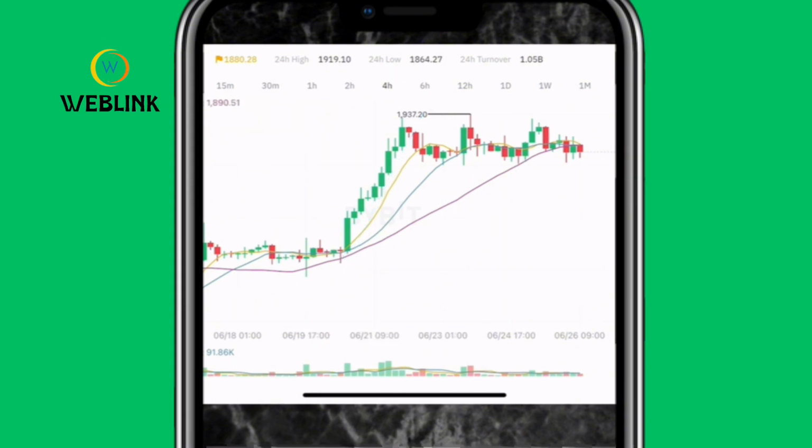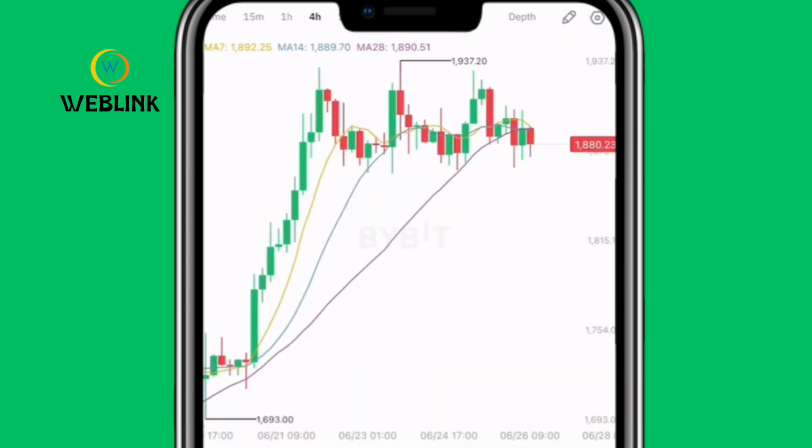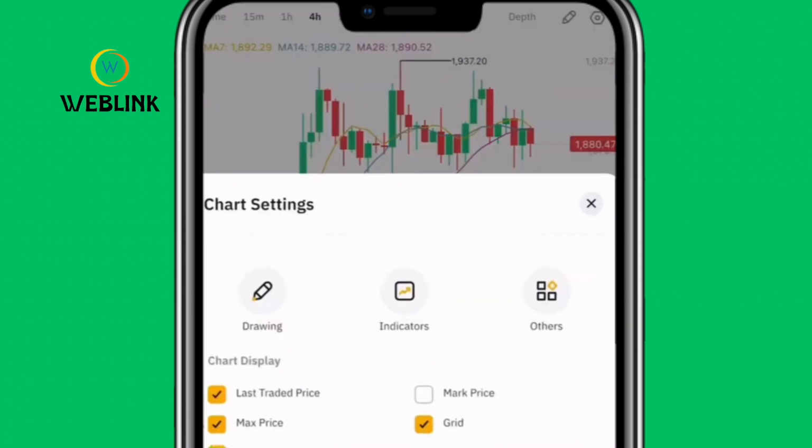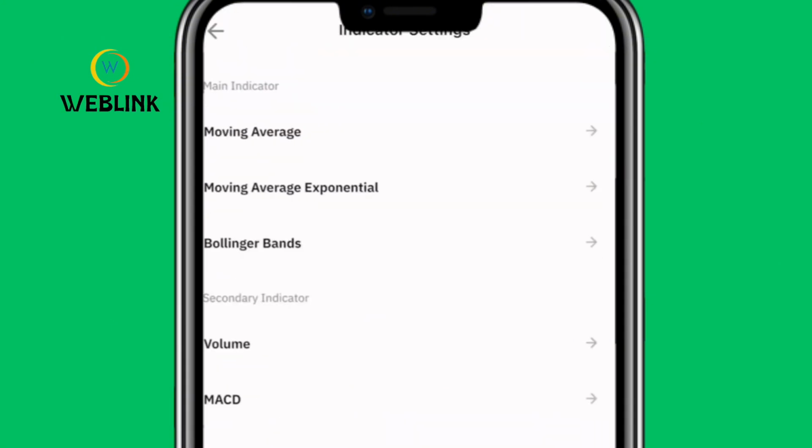So that is how you can add drawings, lines to your chart on Bybit. Now, let's say you want to add indicators to your chart for your technical analysis. What you need to do is to tap on this icon where the arrow is pointing to. And once you tap on it, you can see where you have indicators. So you tap on it. And right here, you're going to be seeing the different indicators that you can use on Bybit.